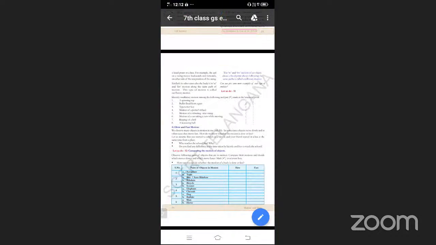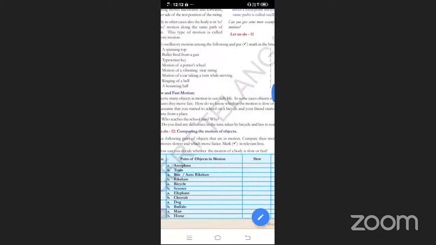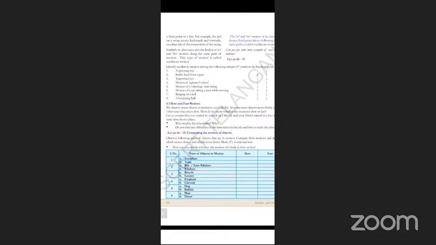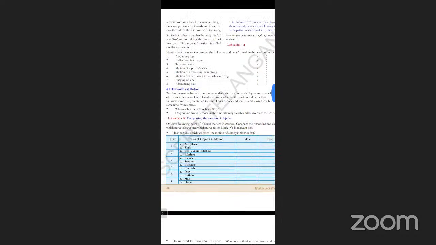Okay, children. What are we going to learn today? Slow and fast motion. What is slow and fast motion? Why do we need to learn about it? How do we know whether the motion is slow or fast? How can we compare two objects moving, or two people moving, or any other programs they are conducting, where one is completing fast and the other completing slow? How do we estimate this? That we are going to learn.